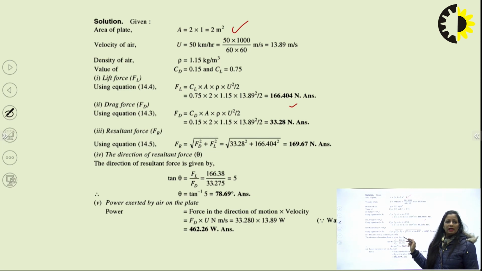Now the second is drag force. How are you going to calculate drag force? CD multiplied by area multiplied by rho U square by 2. Here CD is already given as 0.15, area is 2, rho is 1.15, and U is 13.89, U square by 2. So what you will get as drag force is 33.28 Newton.